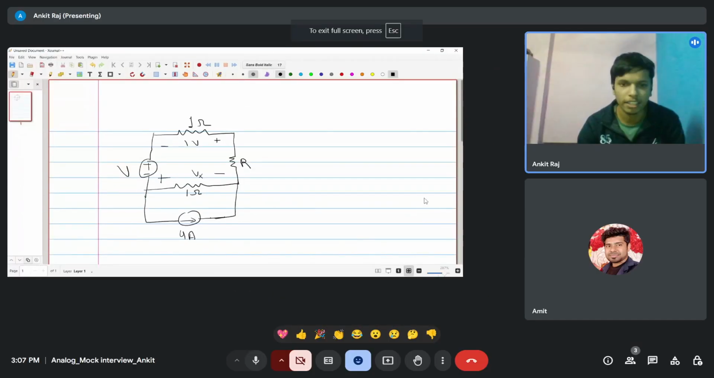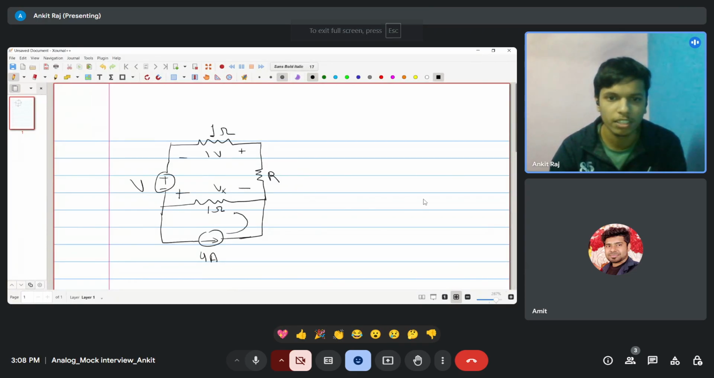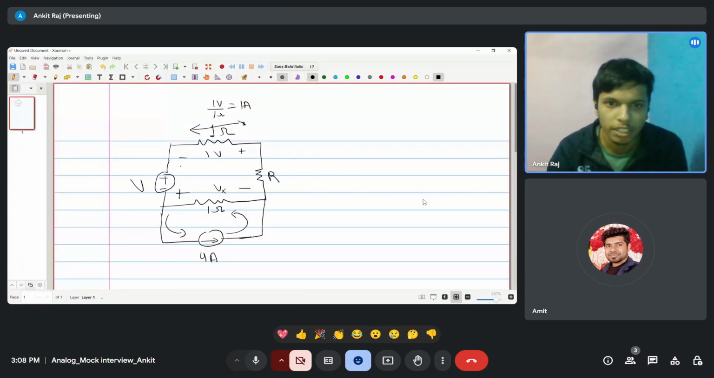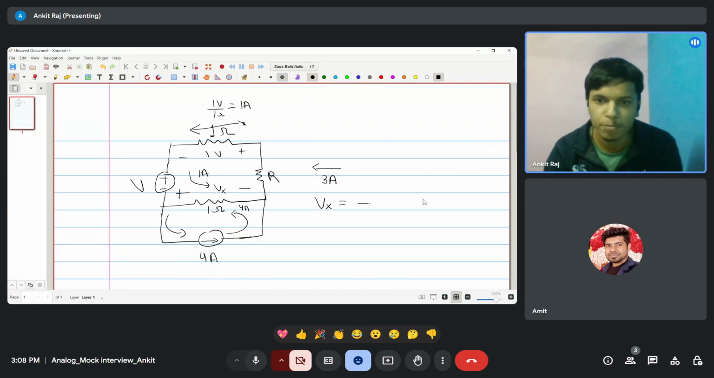Sir, so 4 ampere current will be flowing in this loop, and here also the 4 ampere current will be coming back, and in this loop the current will be flowing, not this way. It will be flowing in this direction, and it will be 1 ampere current. So here the current coming will be 1 amp, and here it will be 4 ampere. So effective current will be in this direction, that will be 3 ampere, and Vx will be minus 3 volts.